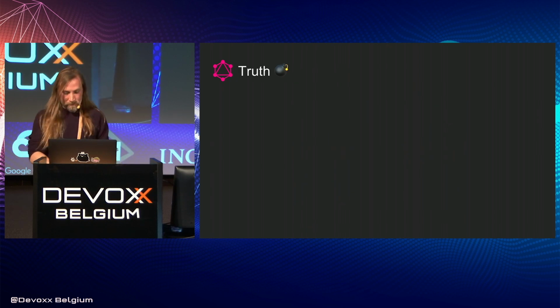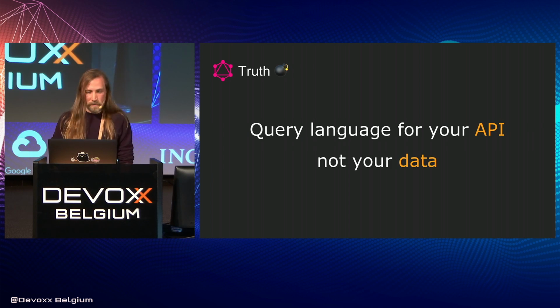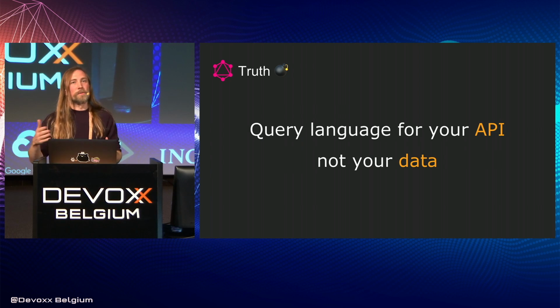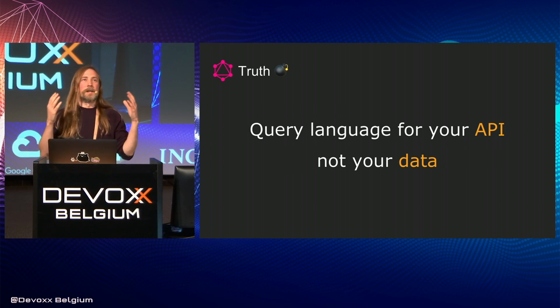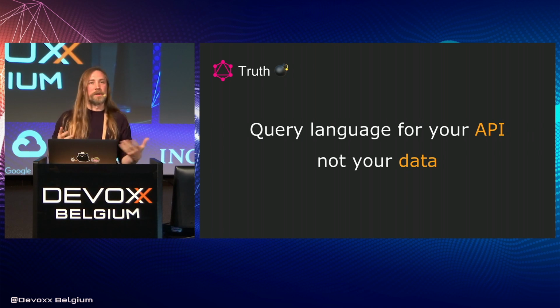Now, truth bomb. It's a query language for your API, not your data. It means GraphQL should be speaking your domain language. It should be speaking actual business cases that you have, whatever it is that the UI wants, for example, or something like that. It should not be just dumb CRUD operations on top of your database tables.